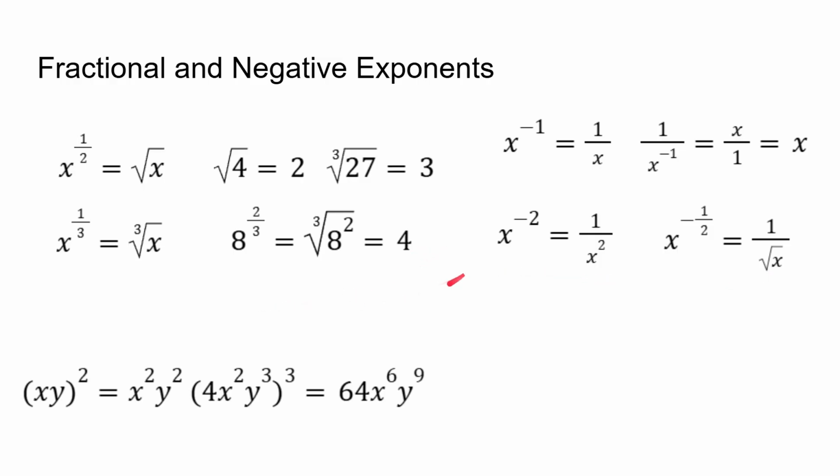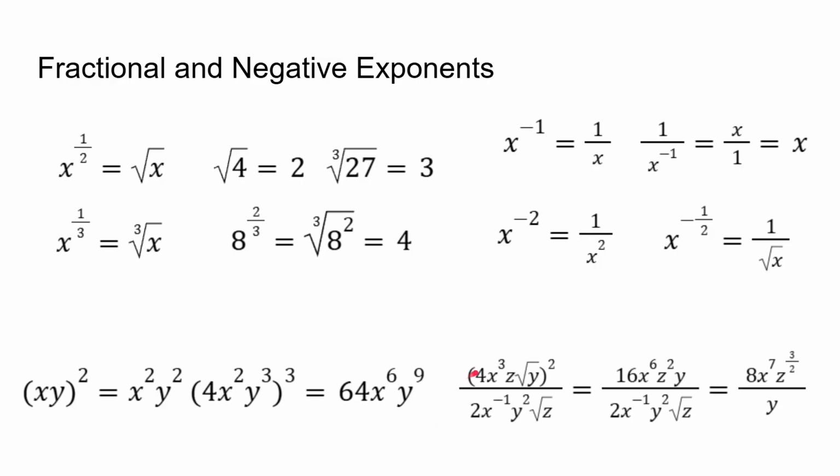Here are some examples of how you can distribute exponents. So if you have the quantity xy squared, that's equal to x squared times y squared. And if you have the quantity 4x squared y cubed, all cubed, then that's equal to 64, which is 4 cubed, times x to the 6, which is x squared cubed, times y to the 9th, which is y cubed cubed.